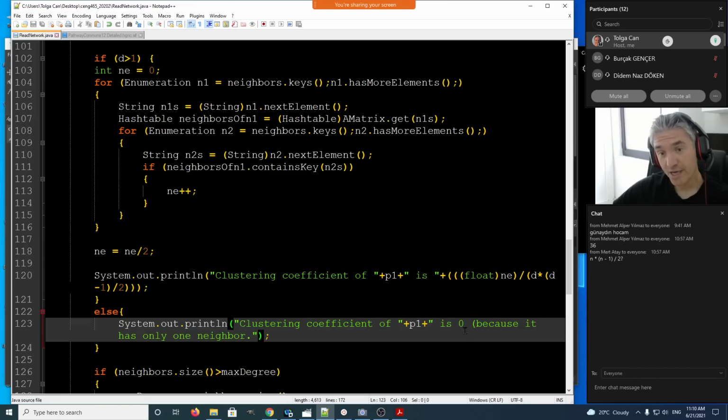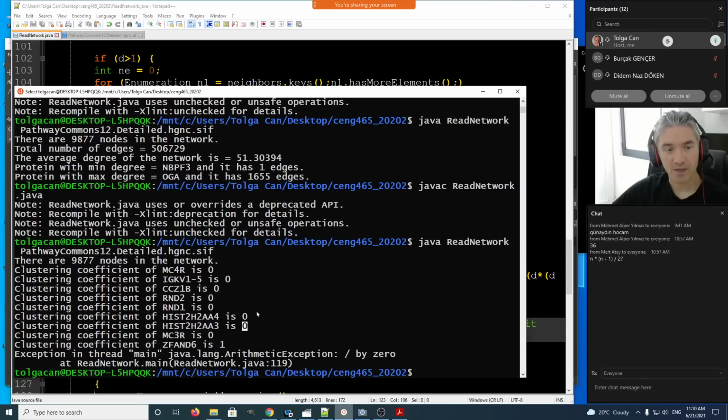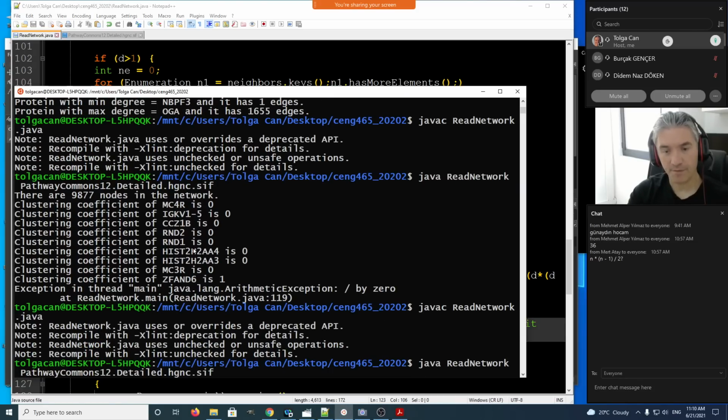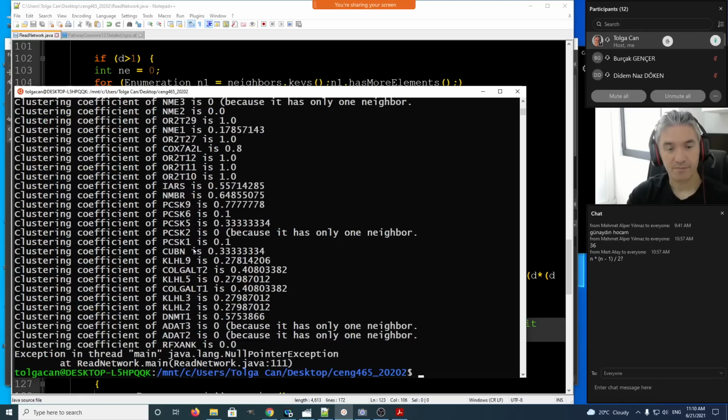I can also have 0 clustering coefficient for some other nodes, even if they have 3 neighbors or 4 neighbors. If those 4 neighbors are not connected to each other, they will also have 0 clustering coefficient, but it will be because their neighbors are not connected. So I can distinguish between these 2 cases. Let me compile it again and hopefully run this time with no runtime error. Yeah, we had another runtime error.